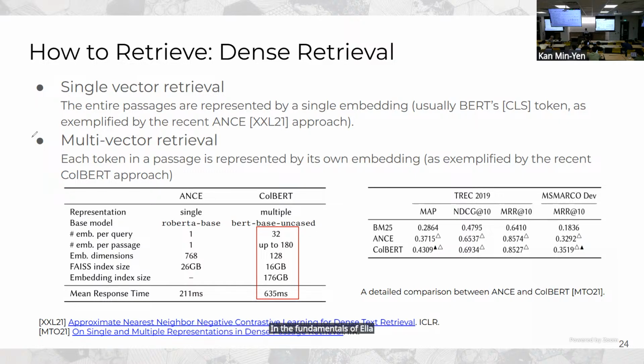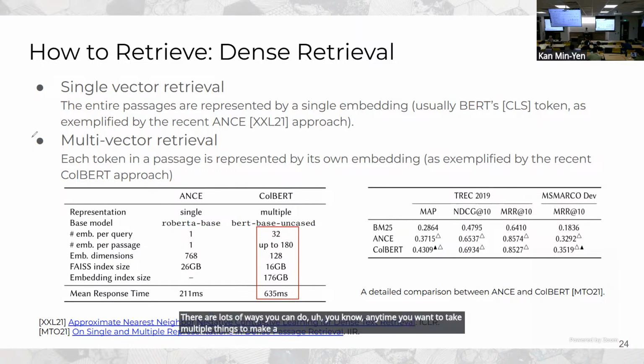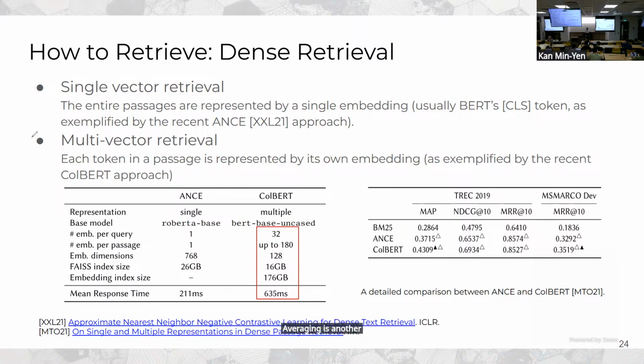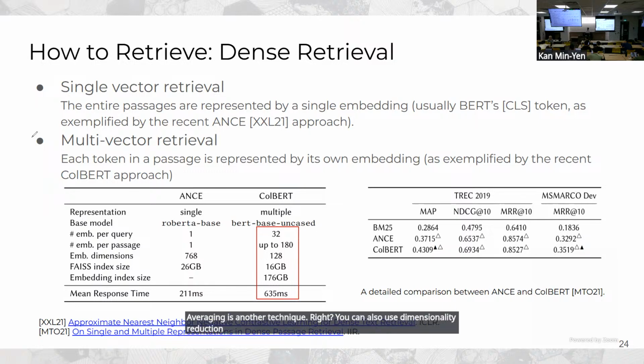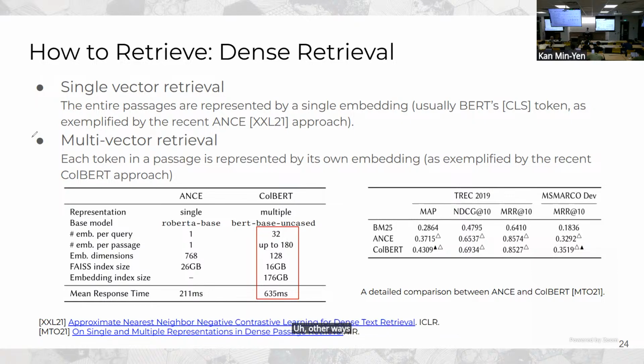I know some of you online are debating what to do for next week's class, right? So we can cover a little bit of that as well. But there are lots of ways you can do it. Anytime you want to take multiple things and make a single thing out of that, averaging is another technique. You can also use dimensionality reduction, like running PCA or something like that. Yeah, there are multiple ways.